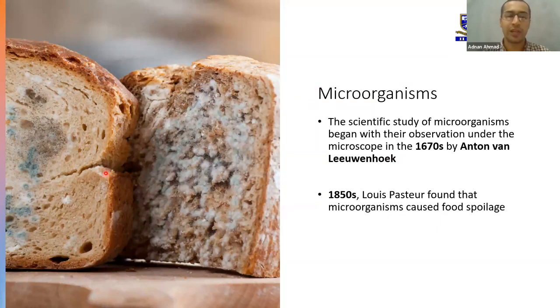If you leave bread on a kitchen shelf and come back the next morning, you will see green dots on it, and it will not be edible anymore, right? Scientists did not know what caused the spoilage of bread and other food. It was Louis Pasteur in the 1850s who discovered that these tiny living organisms that we cannot see under normal conditions are responsible for the spoilage of food.